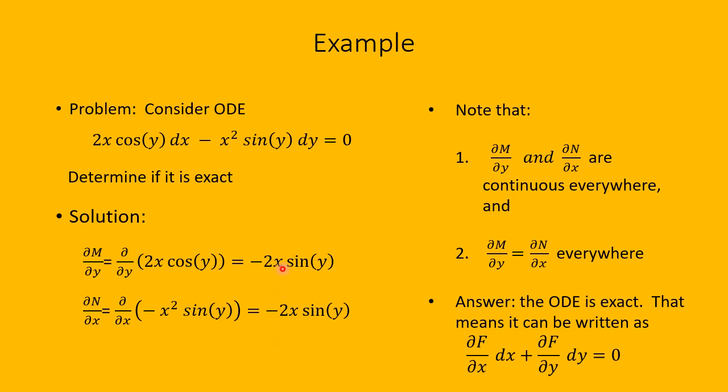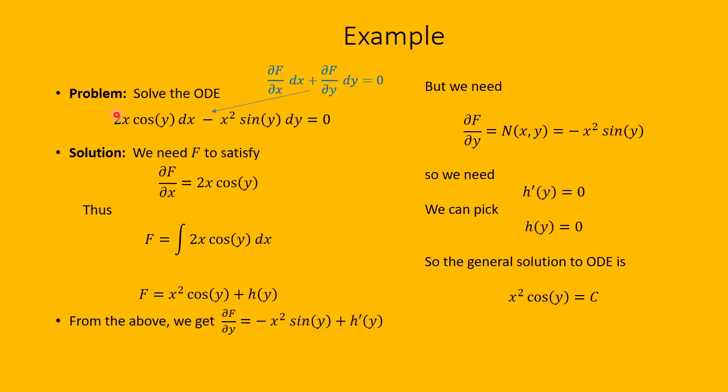Now, if we look at these two, they're equal, aren't they? The partial of m with respect to y and the partial derivative of n with respect to x are equal. And these are functions that are obviously continuous everywhere for any values of x, y in the plane. So these partials are continuous, and these partial derivatives are equal everywhere. And so our ordinary differential equation is exact basically everywhere in the plane.